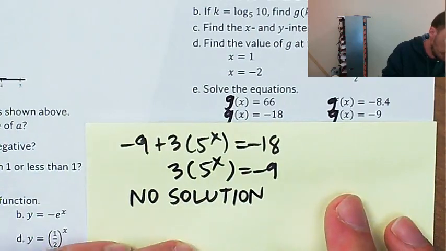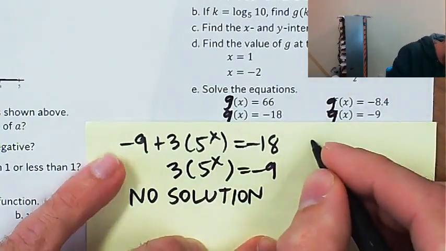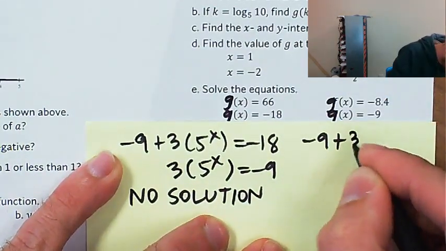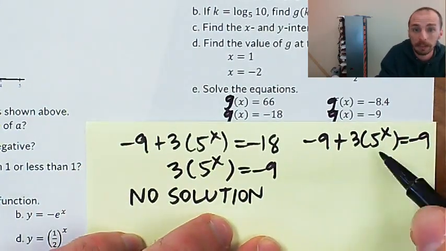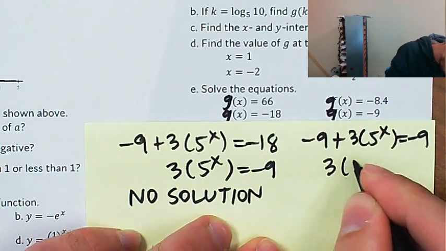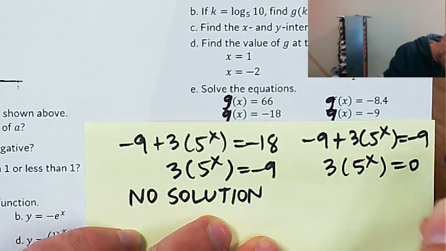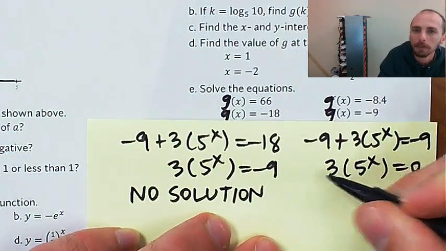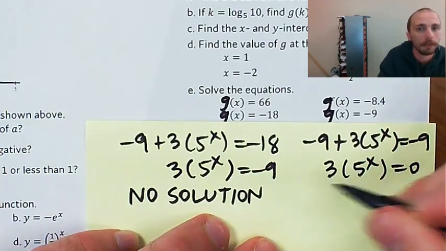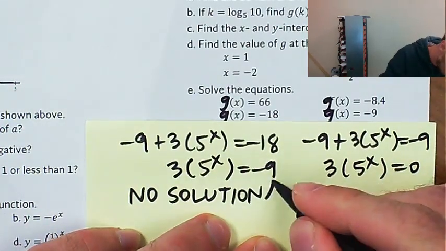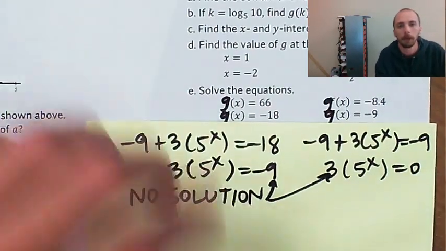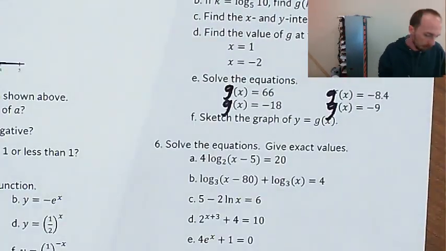And then g of x equals negative 9. Oh, this one's also going to have no solution. So negative 9 plus 3 times 5 to the x equals negative 9. Okay, that's basically saying 3 times 5 to the x is equal to 0. Same story here. 3 is a positive number. 5 to the x is positive. Positive times positive cannot equal 0, so this has no solution. Okay. Now we're done with number 5.